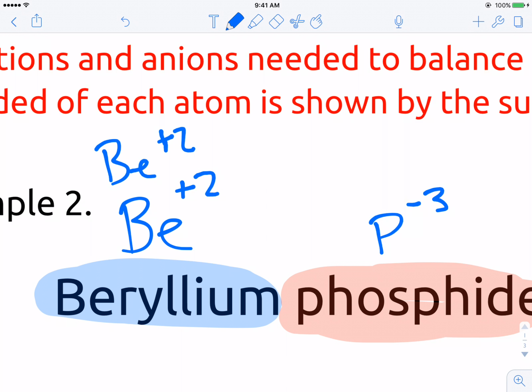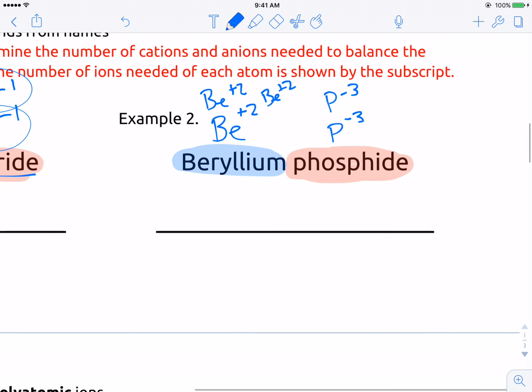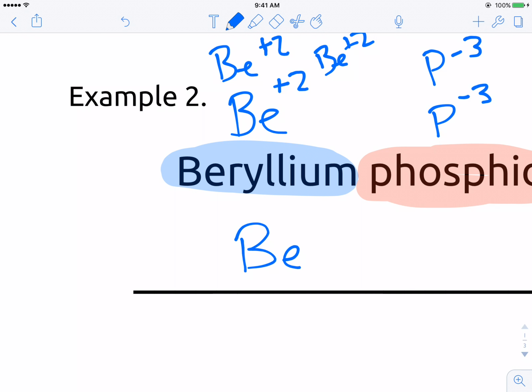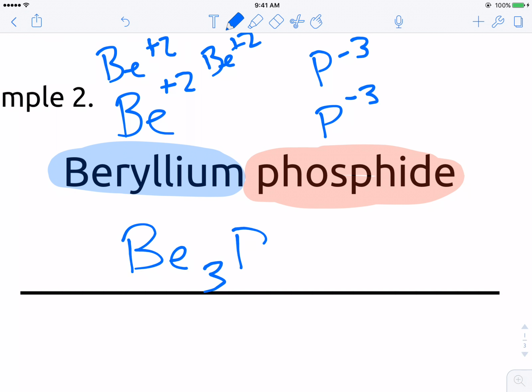So I have now positive 4, negative 3, so I have another phosphorus. Now I have positive 4, negative 6. I'm going to need one more beryllium for positive 6, negative 6. Those balance out. Beryllium, I've got 1, 2, 3 of them. Phosphide, I've got 2. Be3P2.